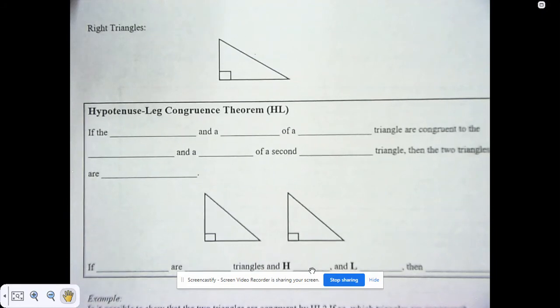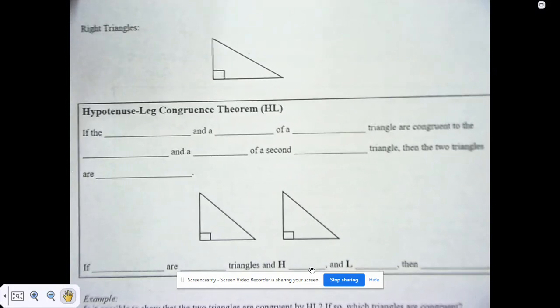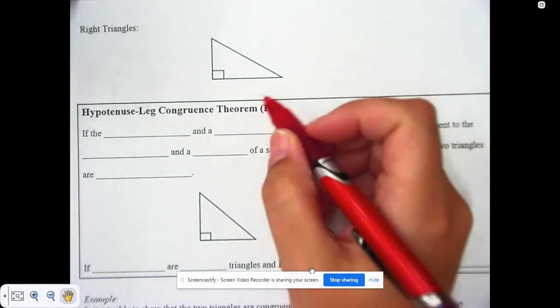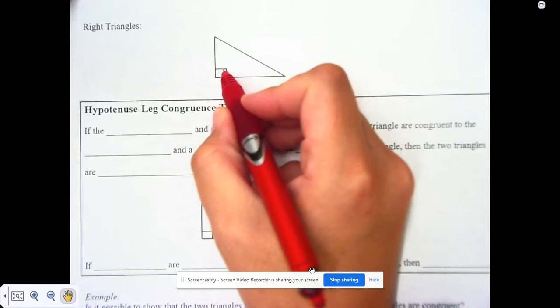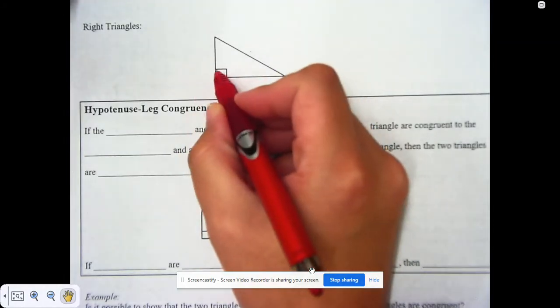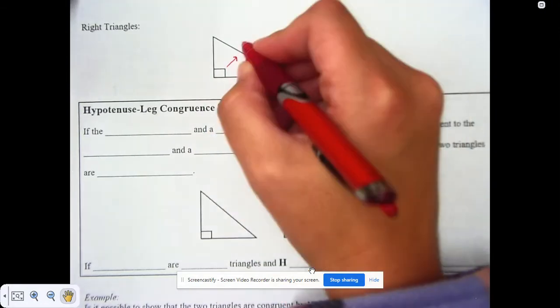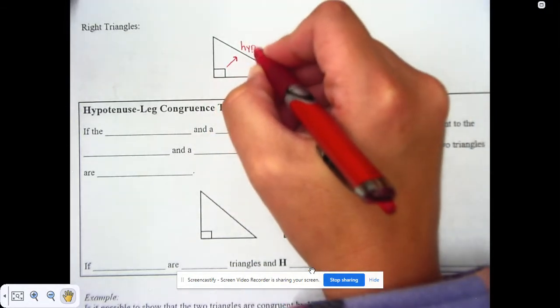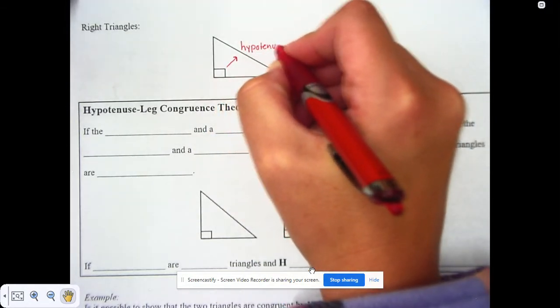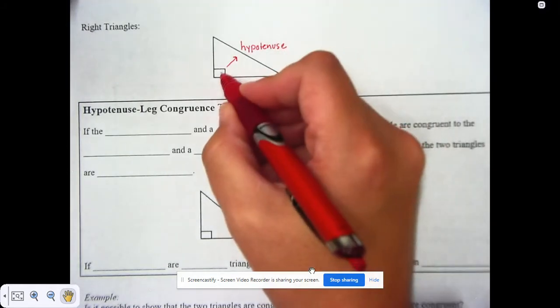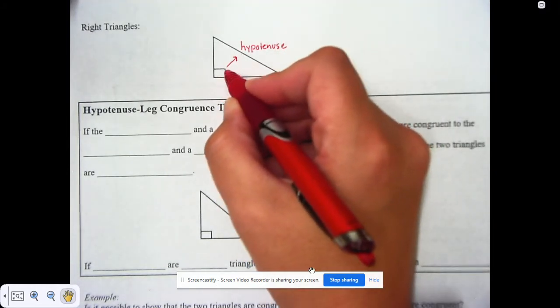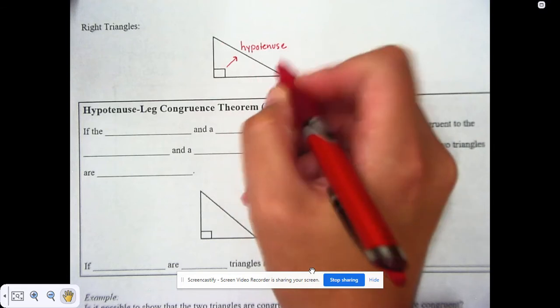The fifth and final congruence postulate has to do with right triangles only. So before we get into it, let's remind ourselves of the parts of a right triangle. A right triangle has a right angle, and always across from the right angle we have the hypotenuse. Again, that is always across from the right angle. It's the longest side.